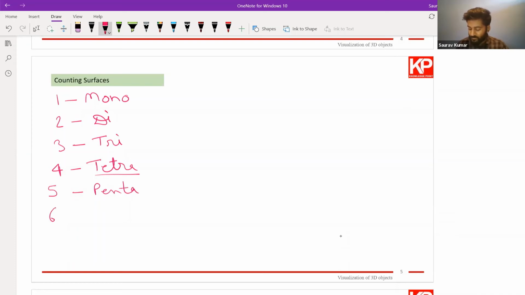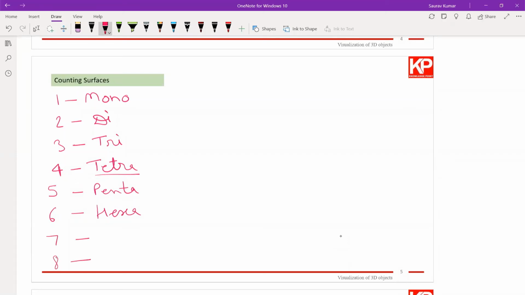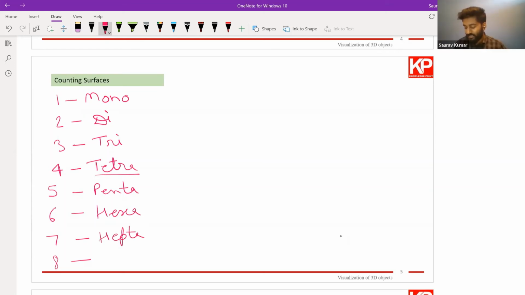Any guess for what 6 would be? Hexa. Yes, hexa. Then 7 would be? Hepta. Hepta, septa, both are used, but hepta is the main one. Then 8 would be octa. Yes, octagonal. Right. That's why these things are used.